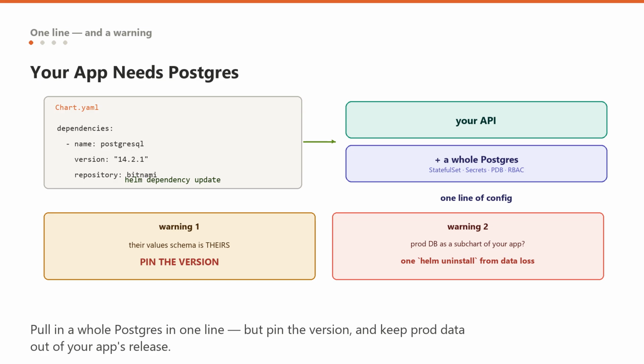Second, and say this in an interview, running your production database as a subchart of your application chart is usually a bad idea. It is superb for local development and for CI, where you want to throw away Postgres in one command. But in production, your database should almost certainly outlive your application's release. You do not want a helm uninstall of your API to be one typo away from deleting your data. Separate the life cycles.